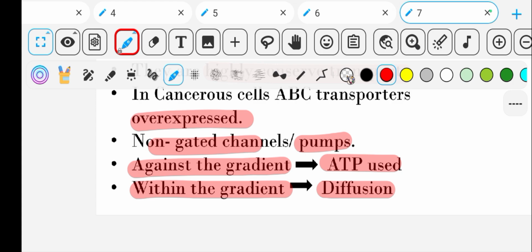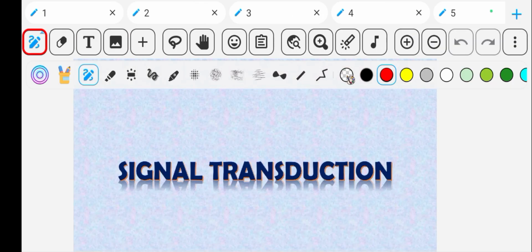Here we have completed our transporter pumps. Let's begin the second topic of today's session, which is signal transduction.